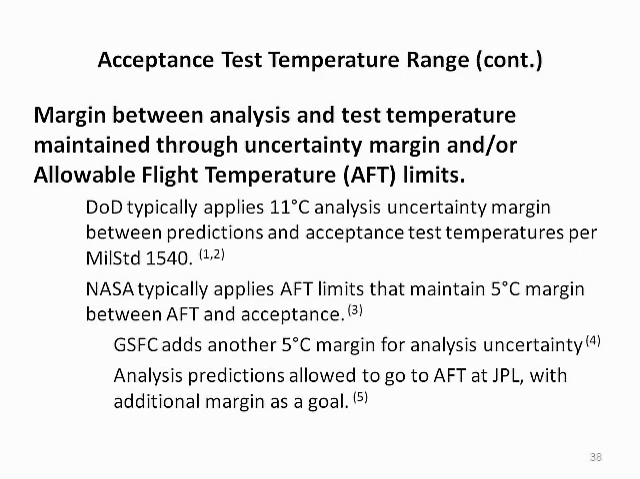The Defense Department typically applies 11 degrees C analysis uncertainty margin between predictions and the acceptance test temperatures per Mil Standard 1540, while NASA typically applies allowable flight temperature limits that maintain 5 degrees margin between analysis and acceptance. NASA's Goddard Space Flight Center adds another 5 C margin for analysis uncertainty, which brings their total margin between analysis and acceptance to 10 degrees C, close to the 11 C margin required by Mil Standard 1540. At JPL, analysis predictions are allowed to go all the way to the allowable flight temperature limit, with additional margin as a goal.